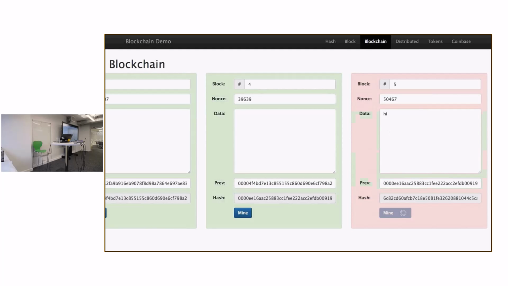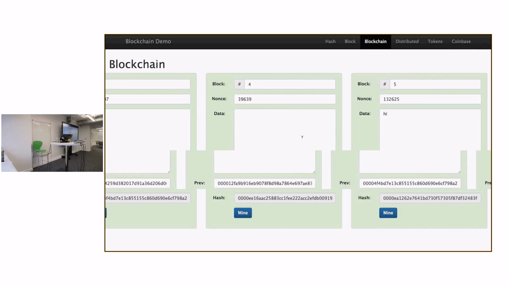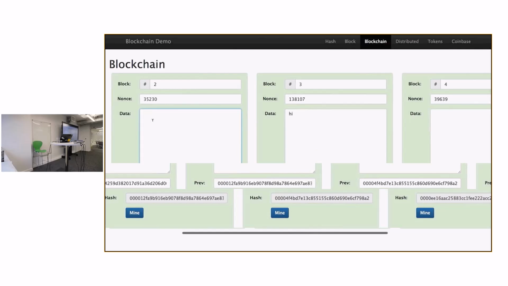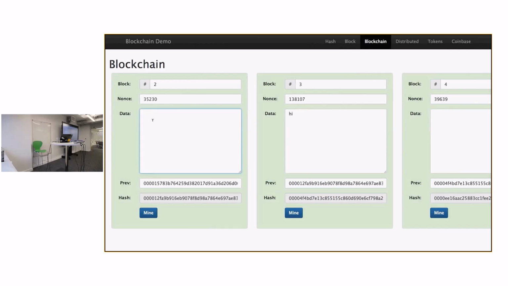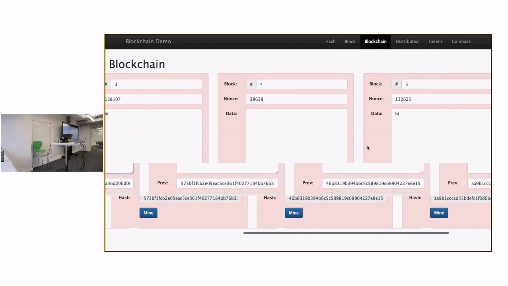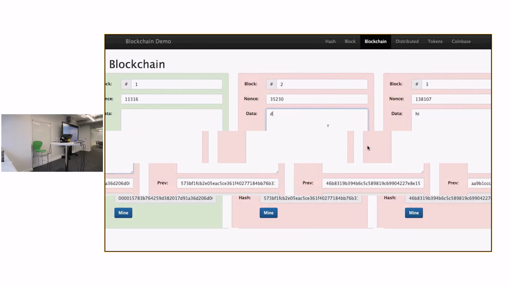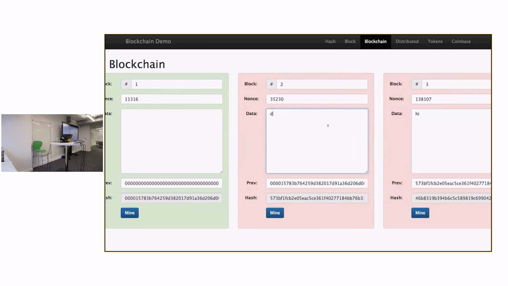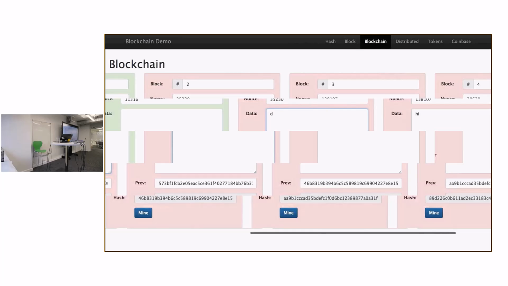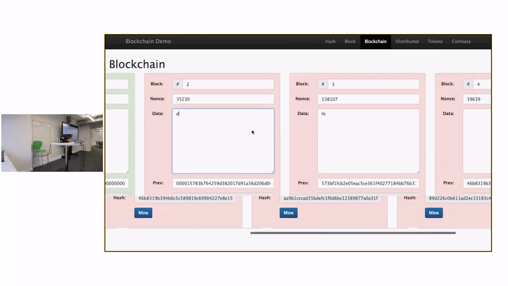If I go way back in time to back here and I make a change like that, I'm going to have to mine this one, this one, this one, and this one. So the more blocks that go by, the more blocks in the past that we are, the harder and harder and harder it is to make a change. And so that's how a blockchain is going to resist mutation, resist change.